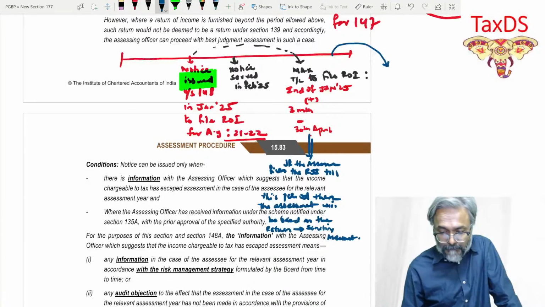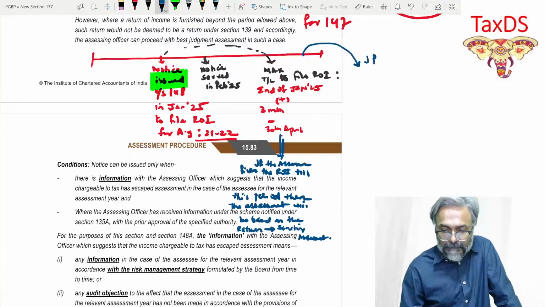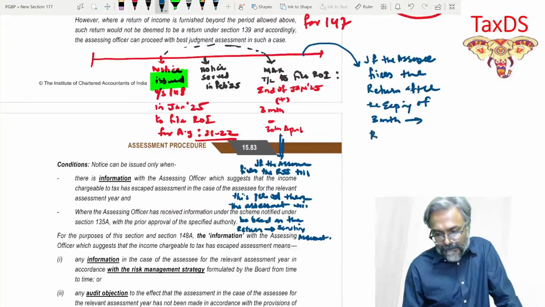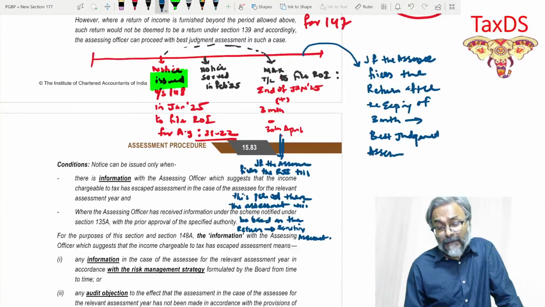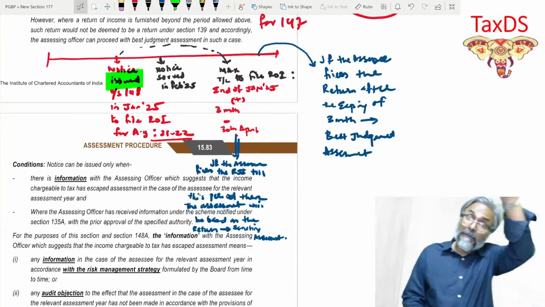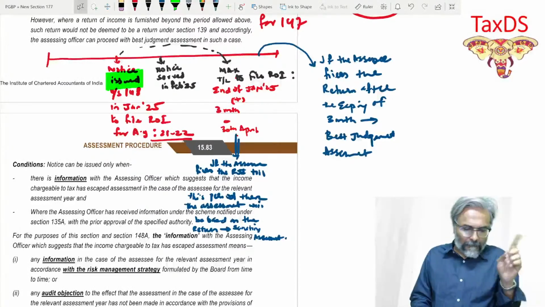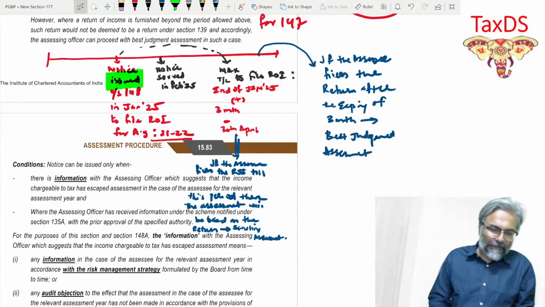Whereas if he files over here, means after the 3 months, if the SSC files the return after the expiry of 3 months, so it will be a best judgment assessment. Very dangerous. In 147, if you are giving the AO the power to do a best judgment assessment, then can you imagine the kind of danger that you are already into?